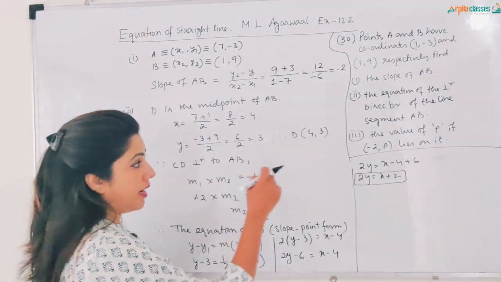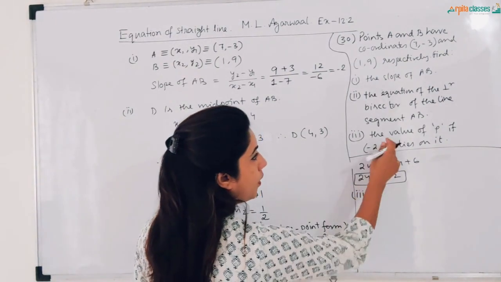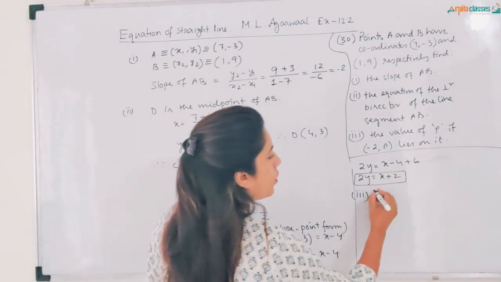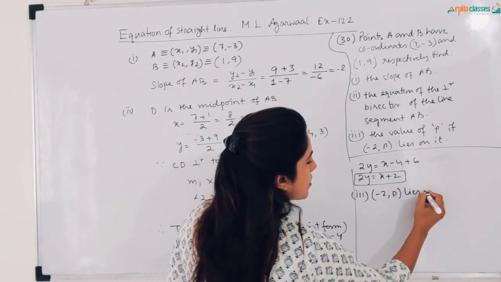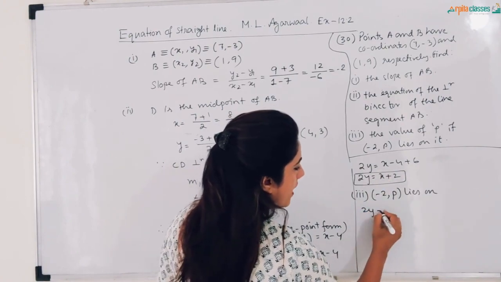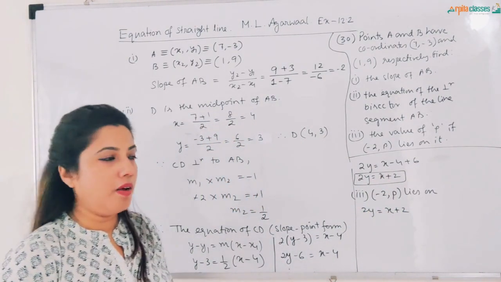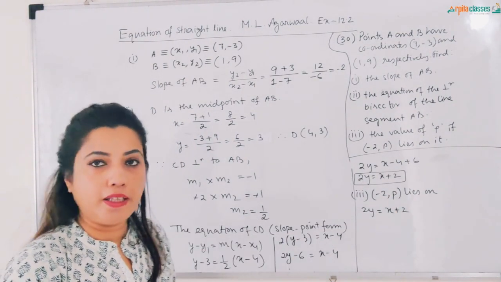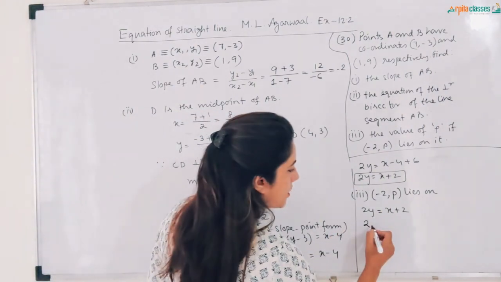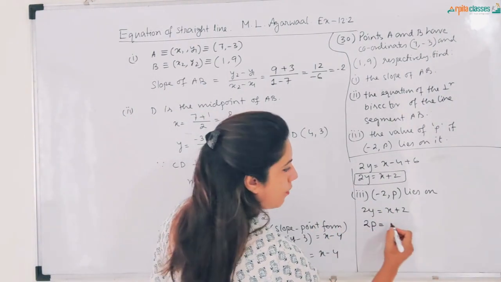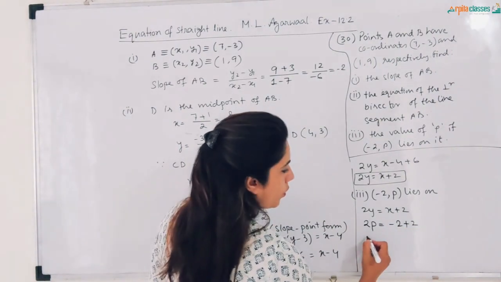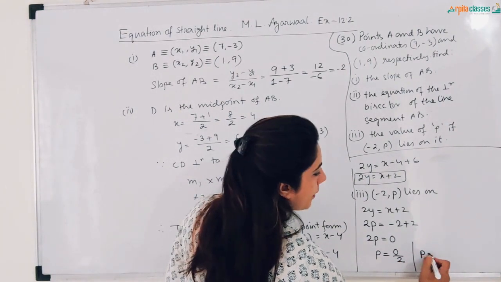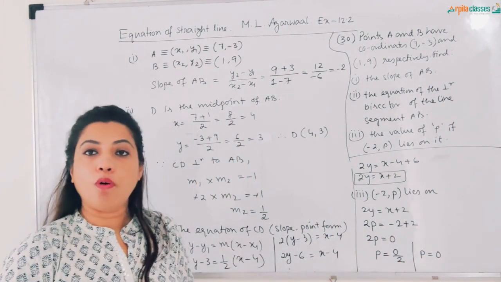Now we are saying that the third part is that we need to find out the value of p if (-2, p) lies on this line. Okay? So (-2, p) lies on this line, that is 2y is equal to x plus 2. So definitely if I put in place of x -2 and in place of y p, it should satisfy the equation. So in place of y we'll put p, and in place of x we'll put -2 plus 2. So 2p should be equal to 0, therefore p is equal to 0 upon 2, or p is equal to 0. So the value of p comes 0.